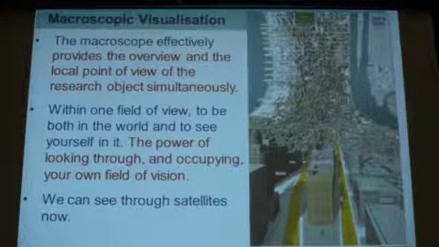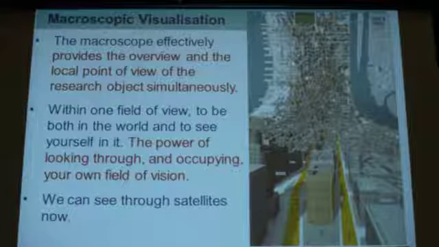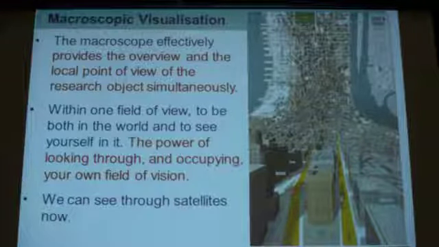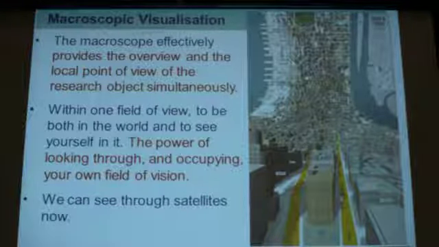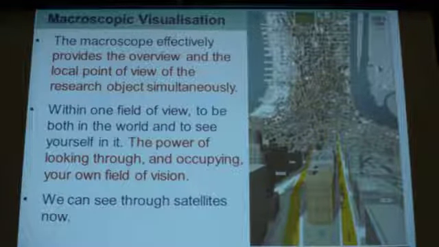There's a brilliant design house called Berg, and they're producing macroscopic artworks. So you've got the overview and the local view at the same point of view. You can be in your local view, but you can have your overview. We're not used to that. We're used to having a limited point of view and not having access to multiple points of view. So it's this idea within one field of view to be both in the world and to see yourself in it. The power of looking through and occupying your own field of vision.